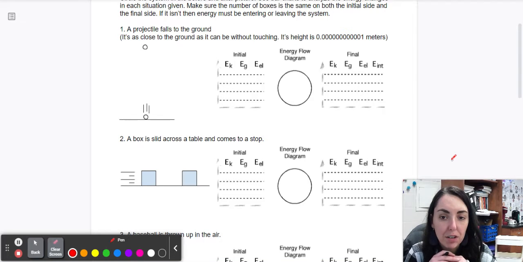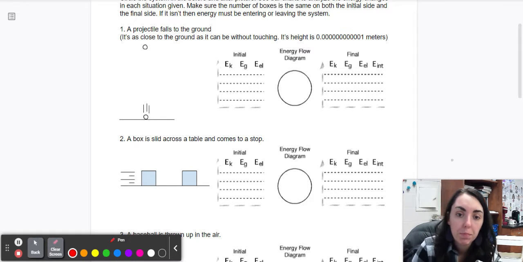So right now we're going to focus on energy bar charts. Energy bar charts are super similar to energy pie charts, but we're really going to focus in on what is the system, because now energy can enter or leave the system, which is important. So we're really focused on what's the system that we're analyzing.